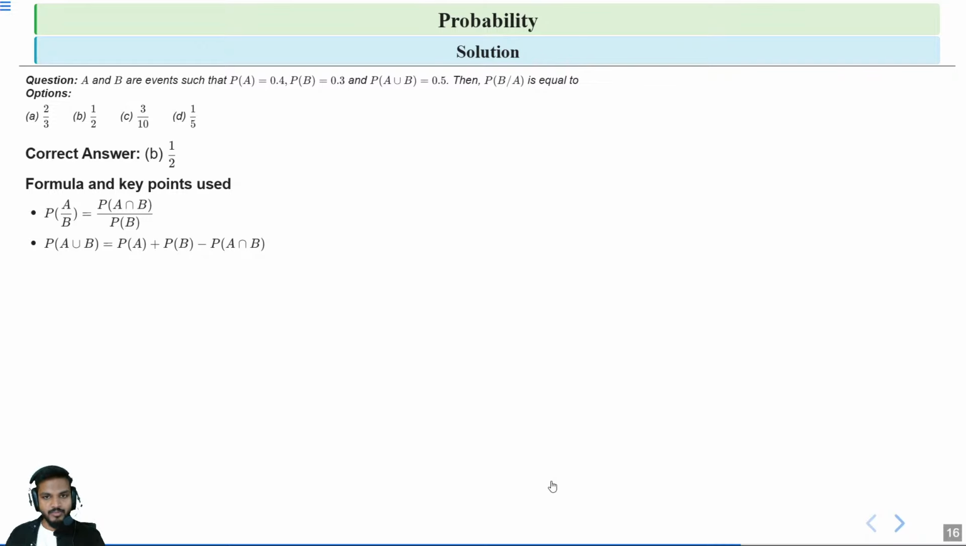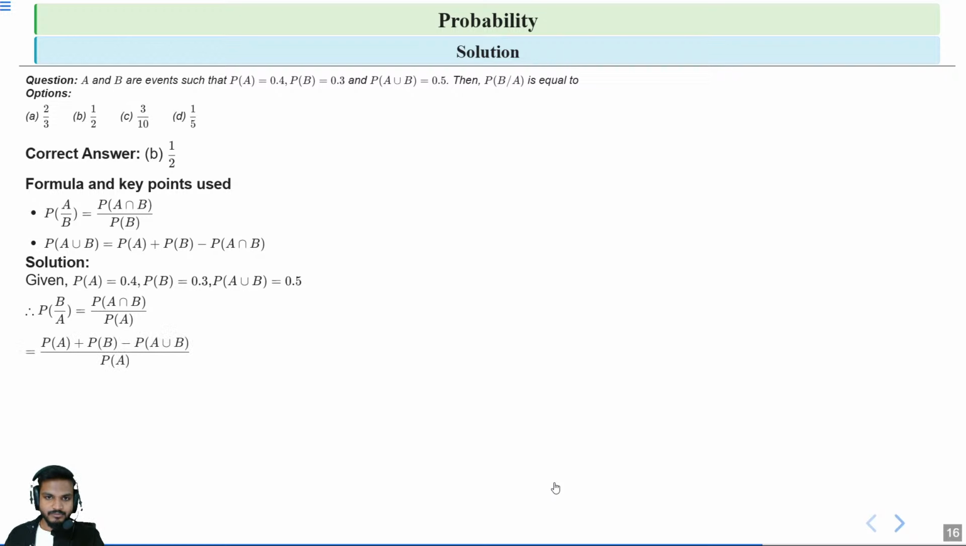And what is probability of A union B? That is given by P(A) plus P(B) minus P(A intersection B). What is given? P(A) is 0.4, P(B) is 0.3, and P(A union B) is 0.5. And we have to find P(B given A). From the formula of conditional probability, as event A has already occurred, that event is in the denominator, and the numerator is the intersection of both events. So P(A intersection B) by P(A).